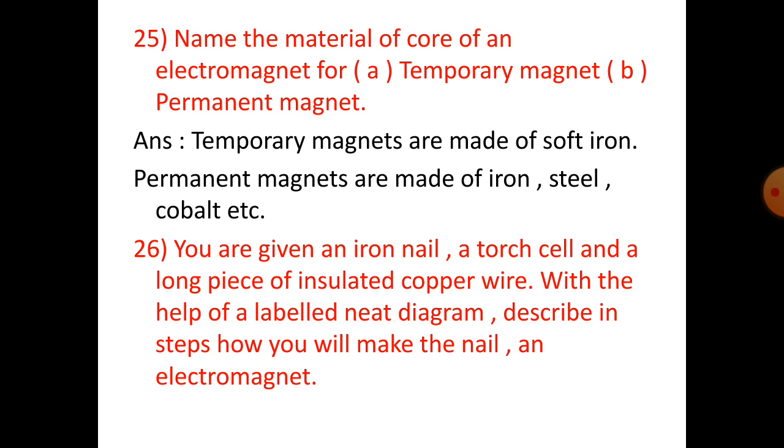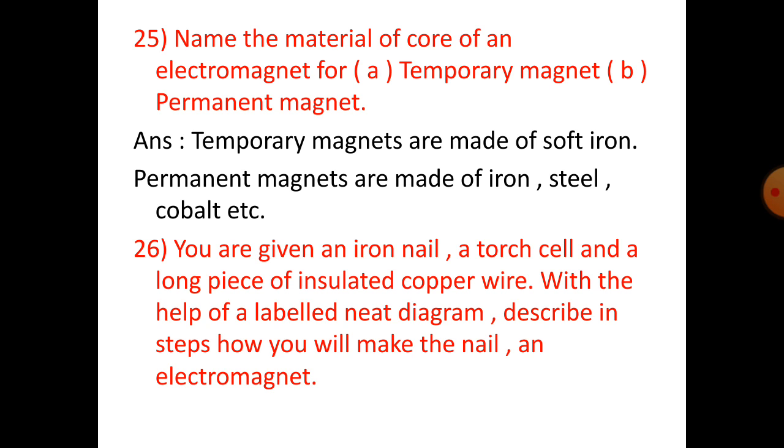Number 25. Name the material of core of an electromagnet for a temporary magnet and a permanent magnet. Temporary magnets are made of soft iron. Permanent magnets are made of iron, steel, cobalt, etc.